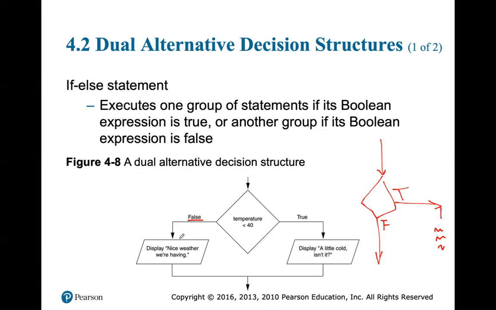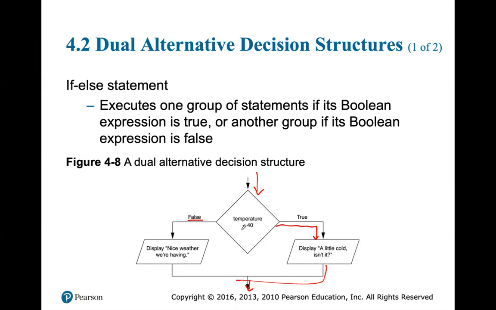But this time, right here for a dual alternative, we are actually adding a new block of statements for our program to execute. Again, we're coming in right here. We're starting, this is our decision structure inside of a diamond. Is the temperature less than 40? If the temperature is less than 40, we're going to follow our true arrow right here, and we're going to display a little cold, isn't it? And then after that, we're just going to continue with the execution of our program.